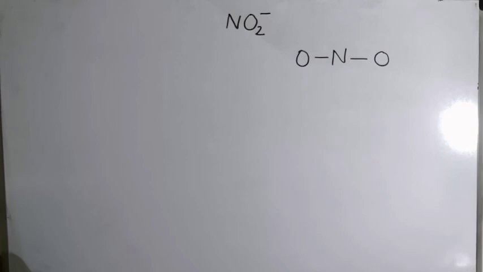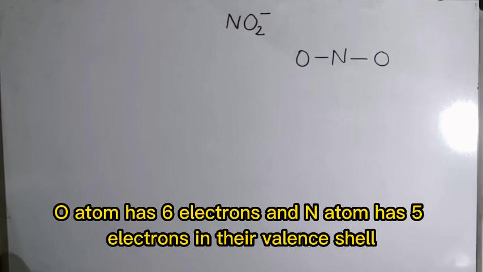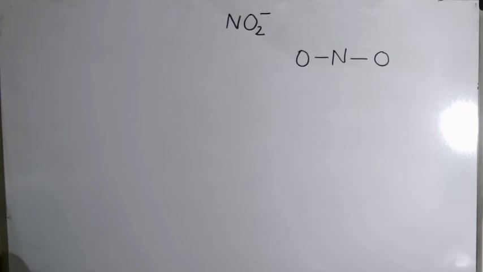So we have to count how many electrons are available for bonding from each atom's valence shell. Oxygen atom has 6 and nitrogen atom has 5. So altogether, 2 oxygen atoms and 1 nitrogen atom give 17 electrons. With the negative charge, it will add up to 18.